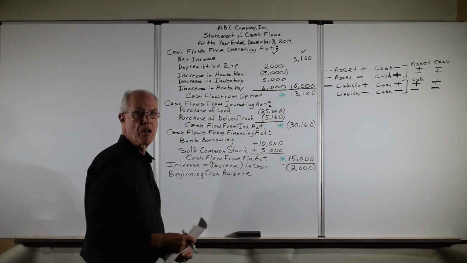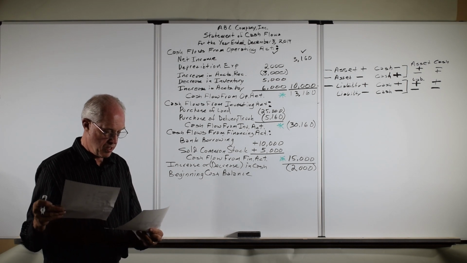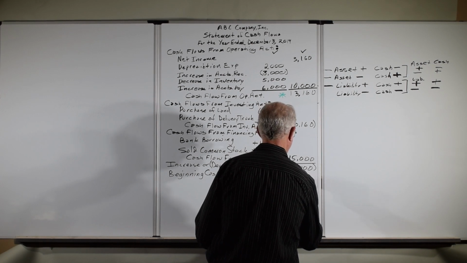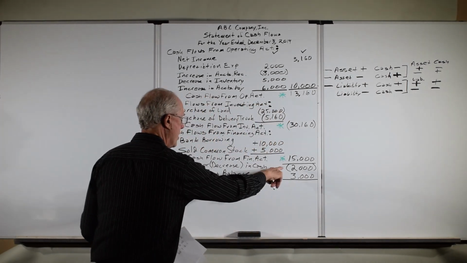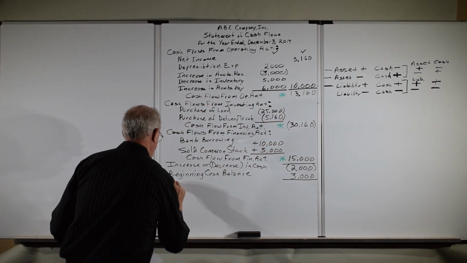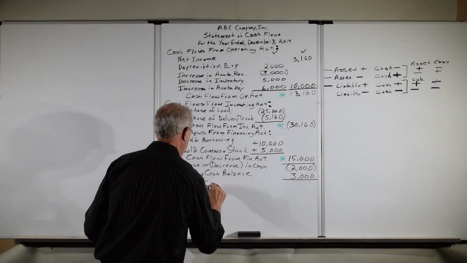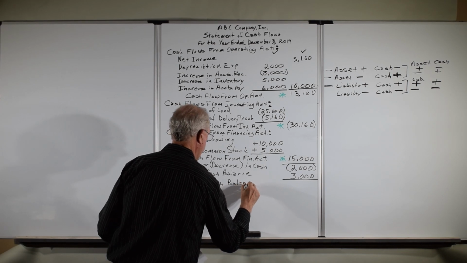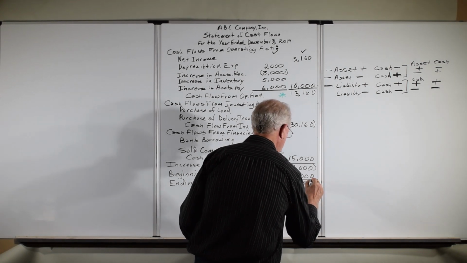and looking at our information, and hopefully it's on the handout that you have, the beginning cash balance is, where is it? $3,000. And so combine that with the decrease in cash, and we will get our ending cash balance, which is $1,000. Wow, we're down to $1,000 in cash.